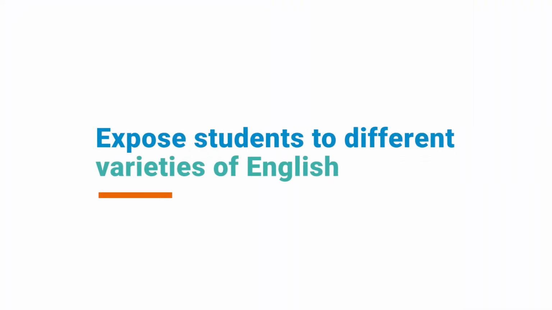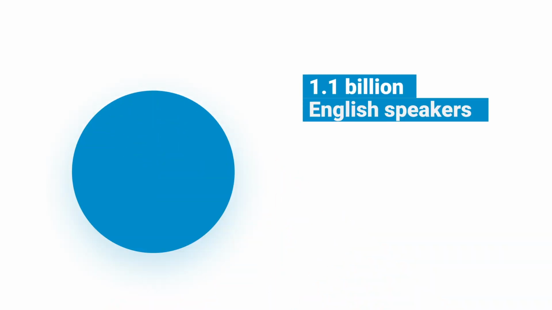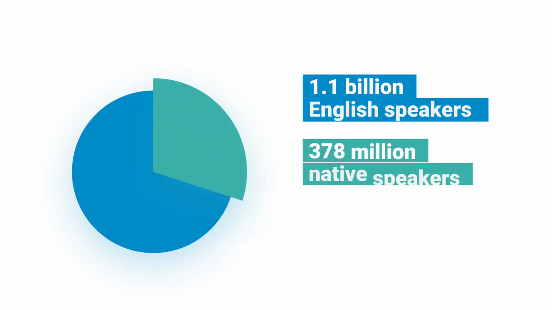Finally, number 6, expose students to different varieties of English. It's very hard to come up with accurate data on how many people speak English and how. Reports vary tremendously, but even though these estimates may not be 100% accurate, they are very useful to help us understand a little bit of the trends. Let's look at a relatively conservative estimate by ethnologue.com. According to them, the number of people who speak English is around 1.1 billion. From those, 378 million are considered native speakers of the English language.